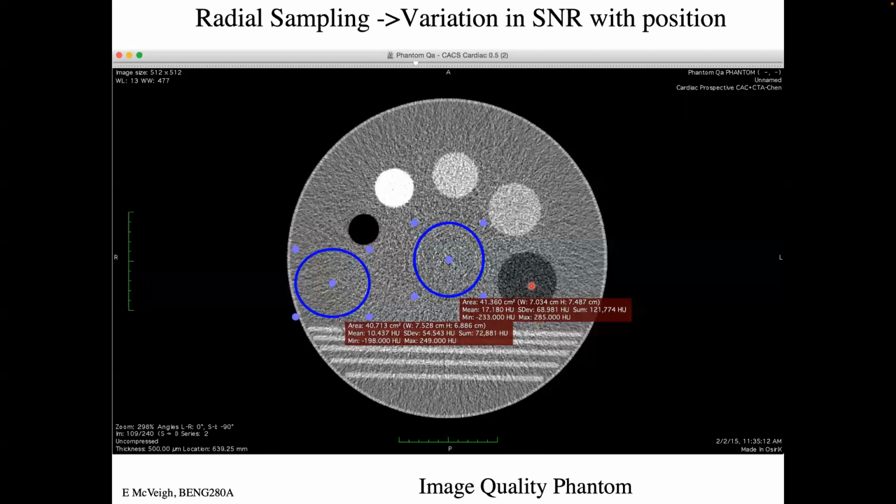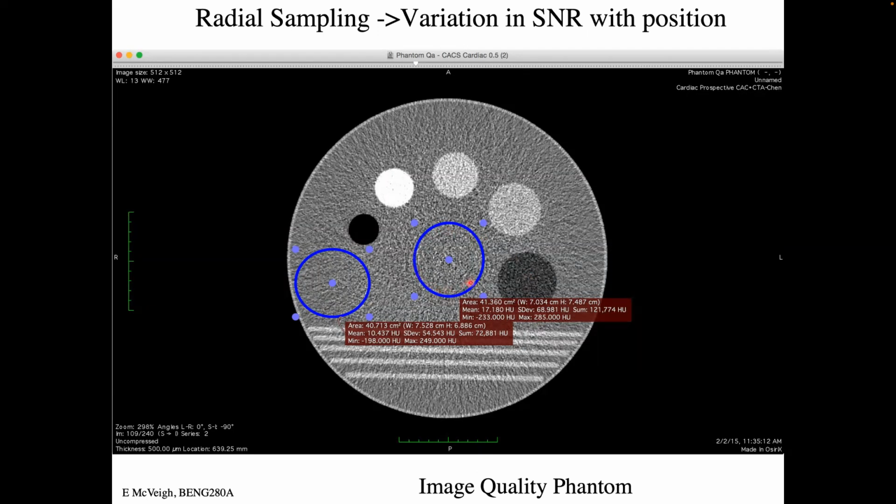So we can look at this in a clinical scanner. Actually, the thing that I showed you before was a simulation that you can do with that script. Does this actually happen in a clinical scanner? Well, yes, it does.